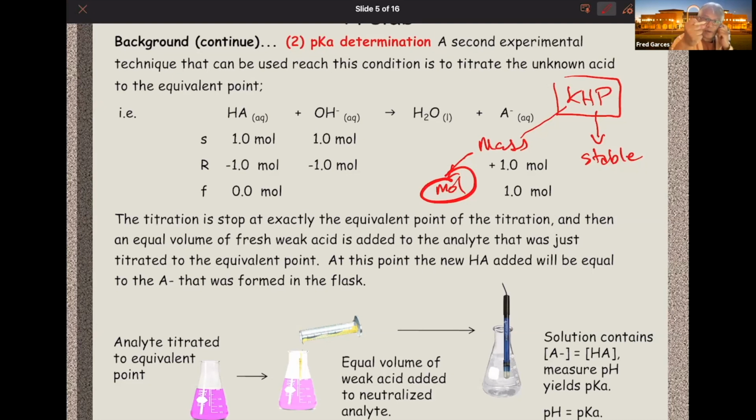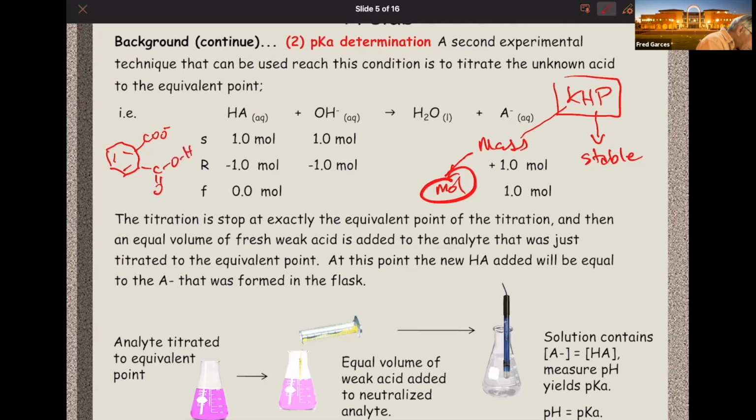Then you take that sodium hydroxide and you start titrating KHP, potassium hydrogen phthalate. The chemical itself looks like this. It's a benzene ring, and it's got 2 carboxylic acids. It looks like this, actually.